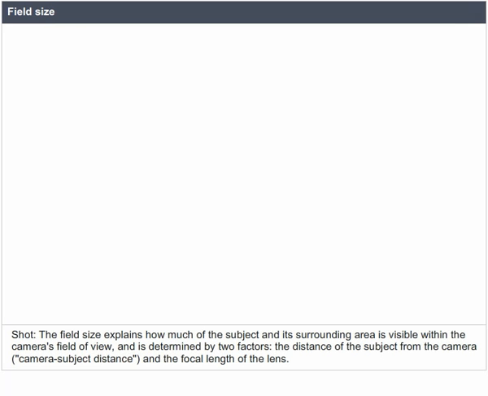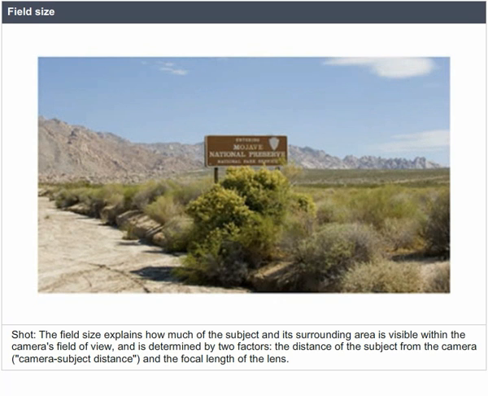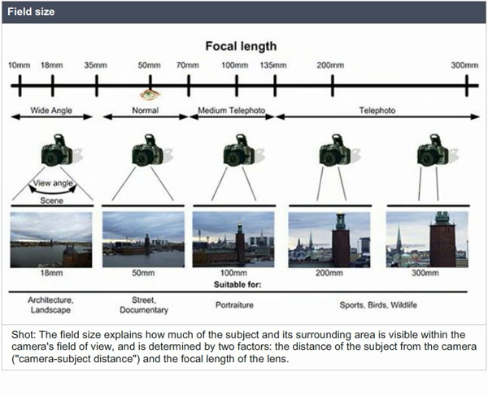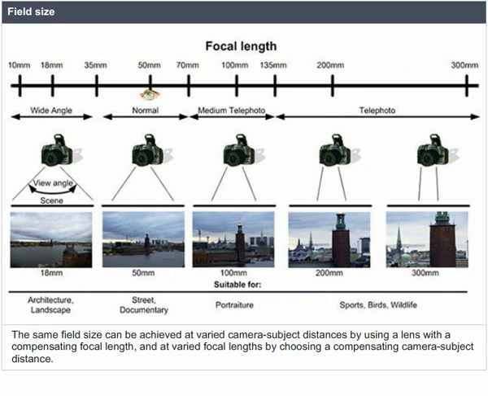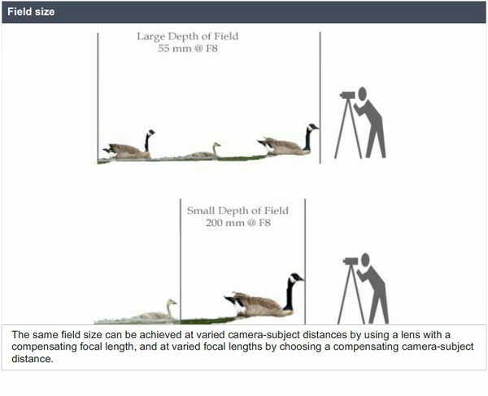Field size. The field size explains how much of the subject and its surrounding area is visible within the camera's field of view and is determined by two factors: the distance of the subject from the camera, the camera-subject distance, and the focal length of the lens. The same field size can be achieved at varied camera-subject distances by using a lens with a compensating focal length, and at varied focal lengths by choosing a compensating camera-subject distance.